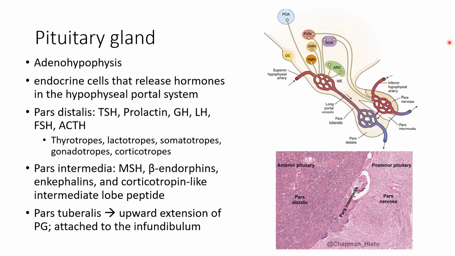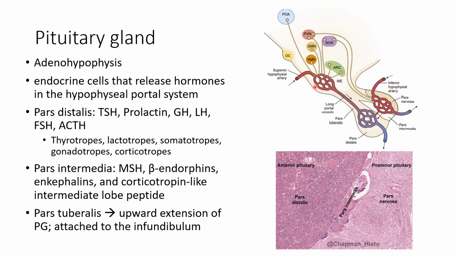Now let's go to the first part of your pituitary gland. So of course, it is your adenohypophysis or your anterior pituitary gland. The adenohypophysis contains endocrine cells that are activated by the inhibiting and releasing hormones secreted by the hypothalamus. And more important, these cells release hormones through the hypophyseal portal system. So this is the hypophyseal portal system.